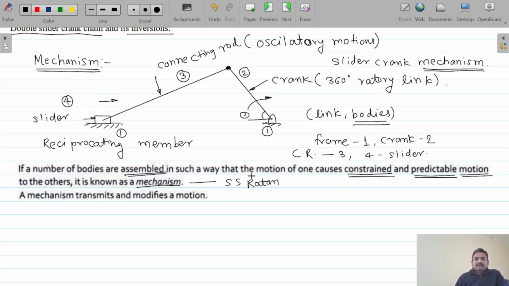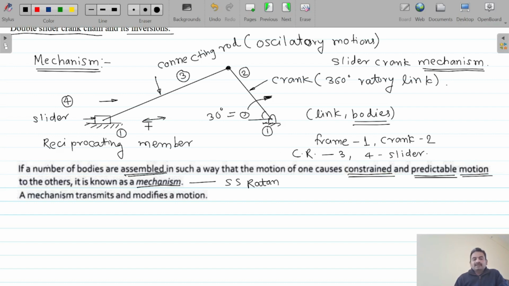How are they assembled? The crank is connected to the frame, then the crank is connected to the connecting rod at one end, and the other end of the connecting rod is connected to the slider. That is the assembly of these four links in such a way that there is motion of one. Now if we consider the crank as our input motion, that means if I move the crank in a particular direction, clockwise, by angle theta equal to 30 degree, then what will be the constrained motion of the slider? The slider will start reciprocating either in the right direction or left direction, which is constrained and predictable.